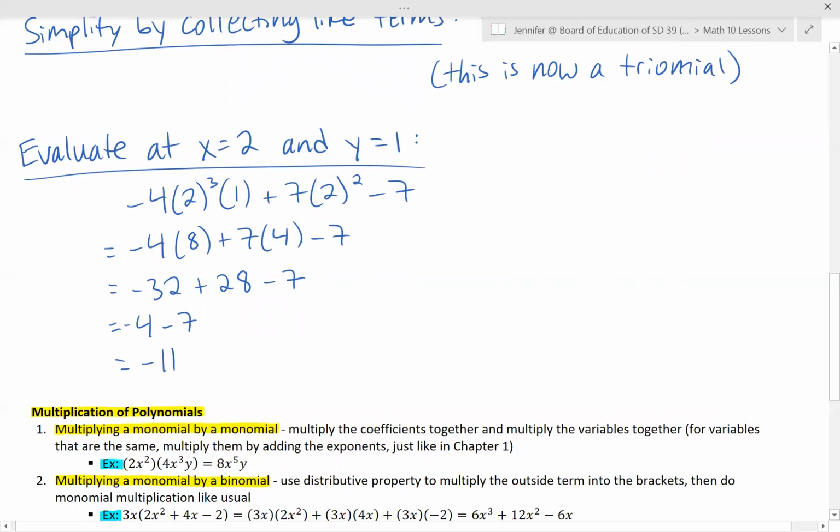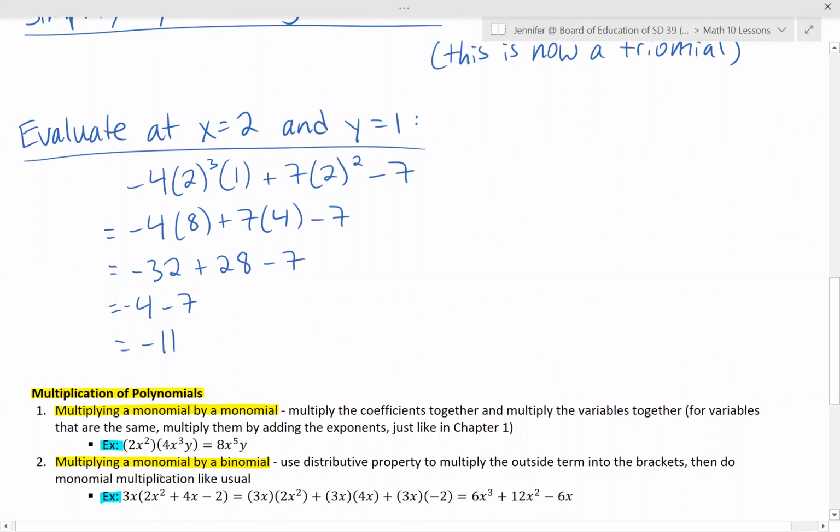If you're multiplying variables together and they're the same variable, then they have the same base, so you just add the exponents together. So this example here, the coefficients that multiply together to give you 8, that the x's become x to the 5, and the y is on its own.